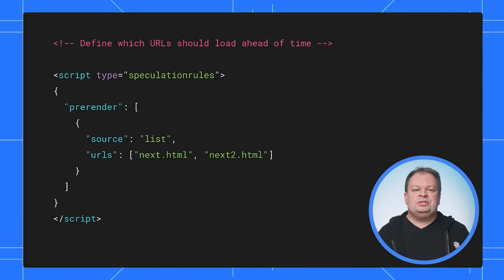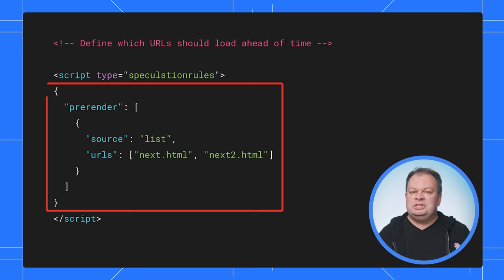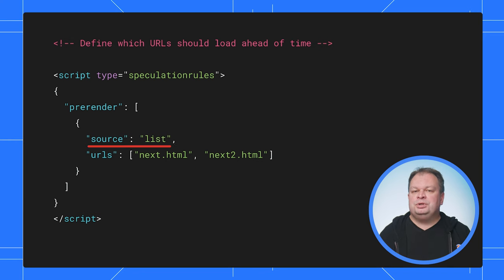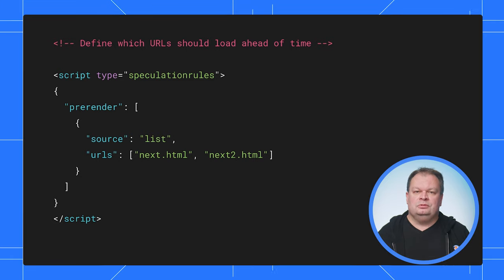Okay, let's go! The Speculation Rules API is triggered with a piece of JSON in the HTML of the web page. In this example, we're saying to pre-render a list of URLs, next.html and next2.html. They will render in the background. Think of it like you've got two extra hidden tabs loading web pages for you. Then, if you click on a link going to either of these, that hidden background renderer will be switched with the current one to give an instant page load.